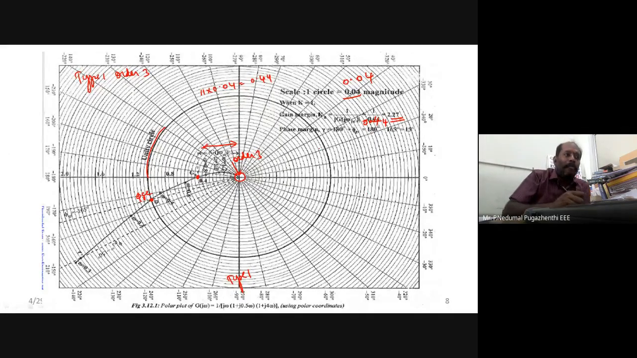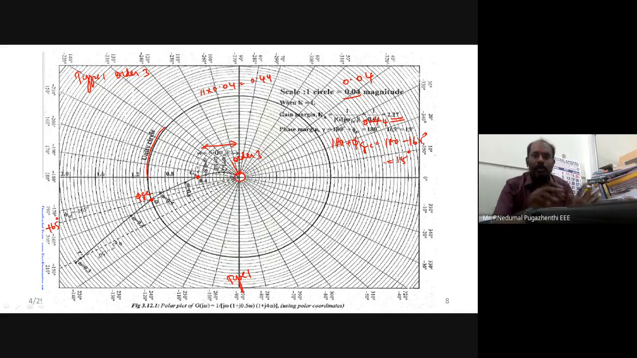For what? I have chosen K to be 1. For that value, my gain margin is 2.27. If I want that in decibels, then I will go for 20 log of it. Anyway, what is phase margin? You have found that the polar plot is cutting your unit circle at an angle of minus 165 degrees. So gamma is equal to 180 plus phase of GC, which is 180 minus 165 degrees, which is equal to 15 degrees. Okay, both my gain margin and phase margin are positive, so it is going to be a stable system.